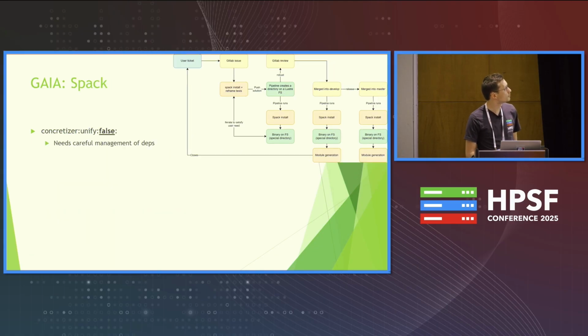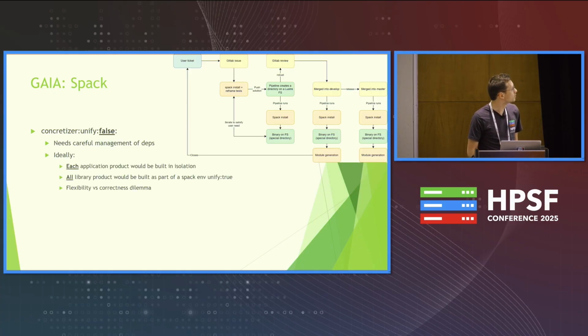So a few specificities that we have on our Spack configuration. We use unify false. This gives us more flexibility, but this also creates a lot of issues related to the management of our dependencies. We need to be more careful about what is getting linked to an application, because potentially you can end up with 2 different OpenMP backends coming from 2 different compilers in one final binary, and this generally doesn't work very well. So ideally, each application will be built in isolation, basically choosing the latest version of all the packages that it needs.